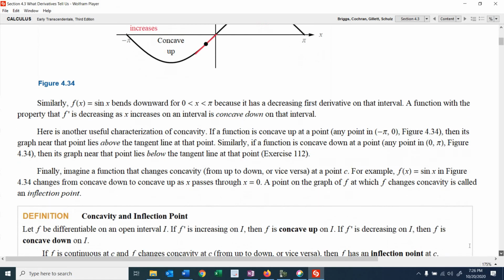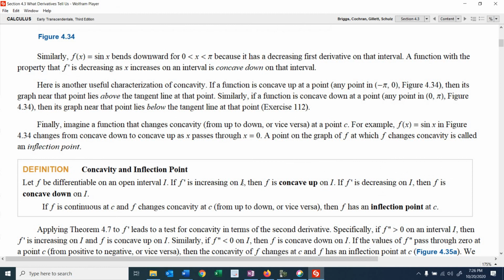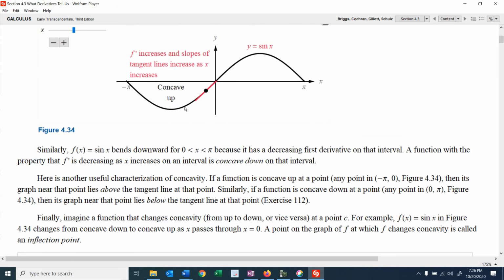And the definition says that if f prime of x is increasing on an interval I, then f is said to be concave up on the interval I. Okay, so this function's concave up on this interval here. But then notice over here in this interval from 0 to pi, it's actually concave down.